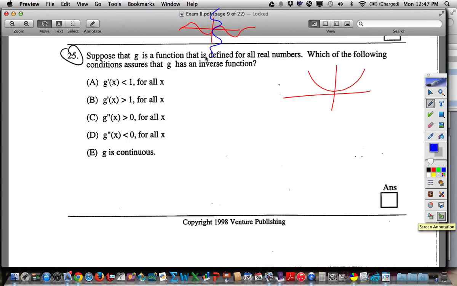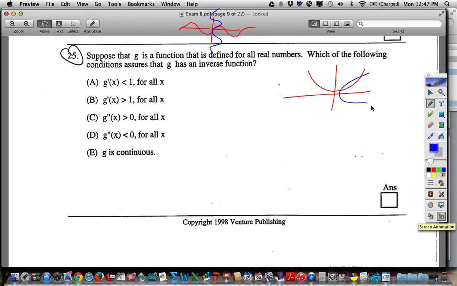What conditions would assure that g has an inverse? In other words, the original, the red function, has to have a certain condition so that when you do its inverse, it's still a function. What would the inverse of this parabola be? A sideways parabola, not a function. So what does the original have to do? It has to pass a horizontal line test.